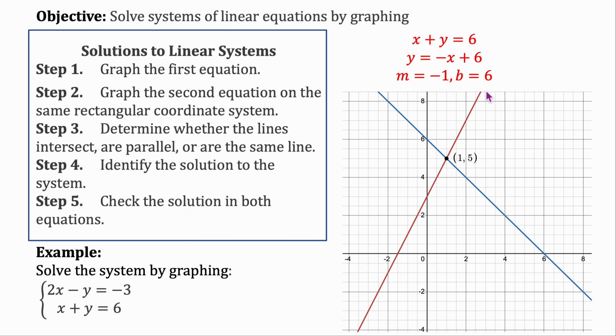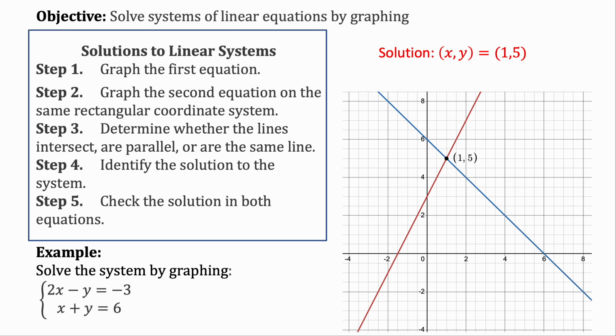So you'll notice here that was my first equation. Here I started at 6. I went down 1 over 1, down 1 over 1. You definitely want to cross through the red line so we can see the point of intersection, because our solution is that point. In this case, they intersect at the point 1, 5.